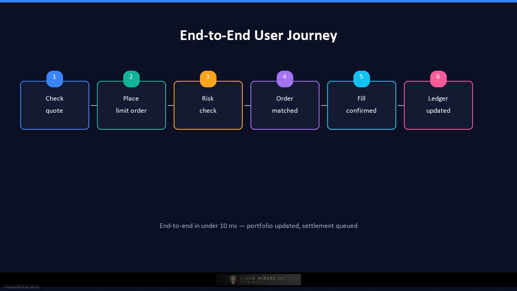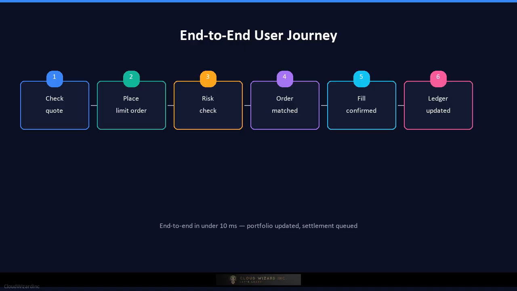The gateway authenticates her session token and forwards the request to the order management system. The order management system looks up her available cash and runs a pre-trade risk check. She has enough buying power and is within position limits, and the system stamps the order with a unique order ID and timestamp. The order is sent to the order book service, which inserts it into the limit order book for that instrument at the 349 price level.